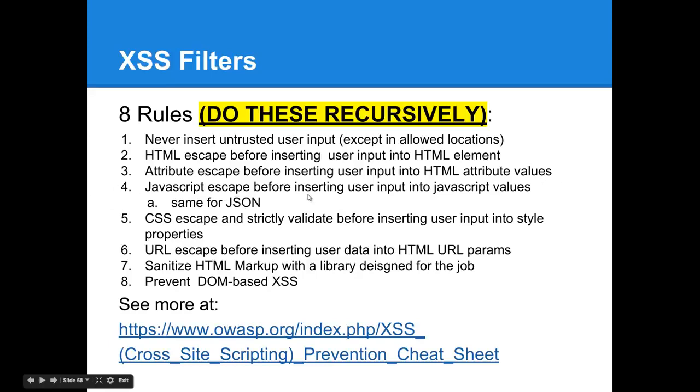4, JavaScript escape before inserting user input into JavaScript values. 5, CSS escape and strictly validate before inserting user input into style properties. 6, URL escape before inserting user data into URL parameters. 7, sanitize HTML markup with a library designed for the job, which requires a little bit of research. And 8, prevent DOM-based cross-site scripting. And these are all spelled out in more detail at owasp.org, which is a resource that everyone should be aware of in web development.